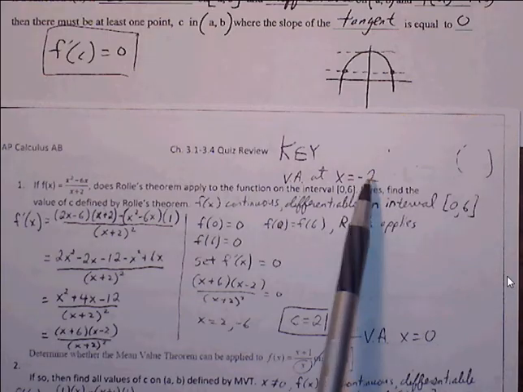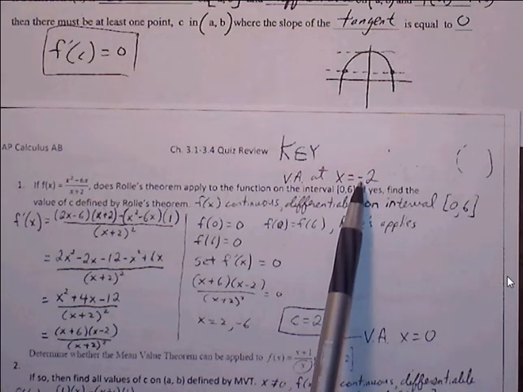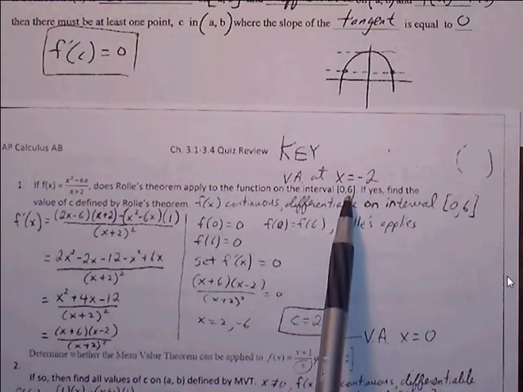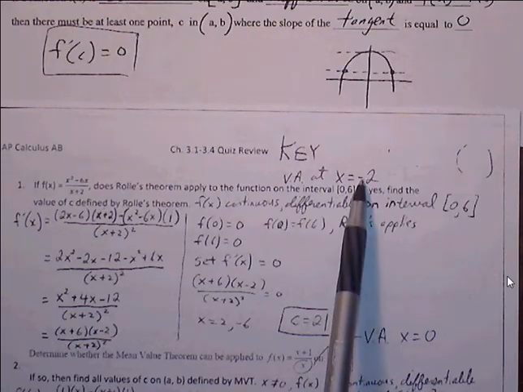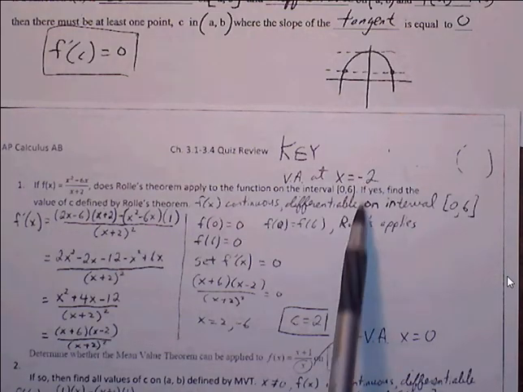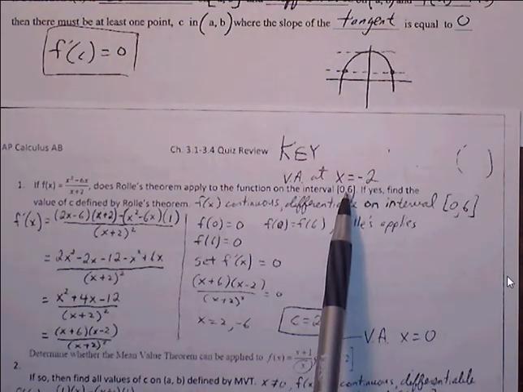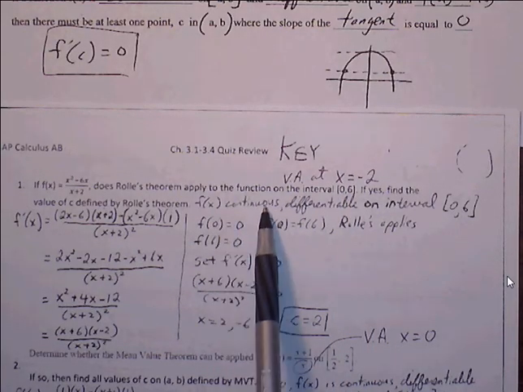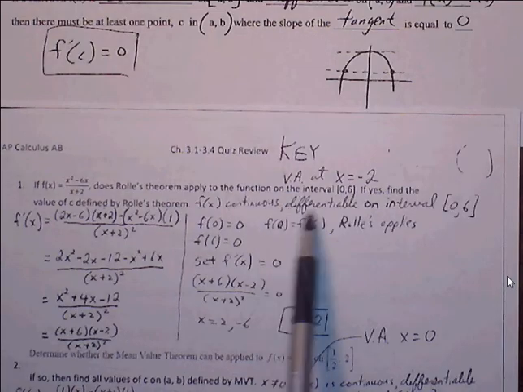However, as long as the interval does not include this vertical asymptote, then the function is in the clear to confirm that the function is continuous. So we're looking at the interval from 0 to 6, and the vertical asymptote is outside the interval from 0 to 6. So we're able to say that the function is continuous on this closed interval.